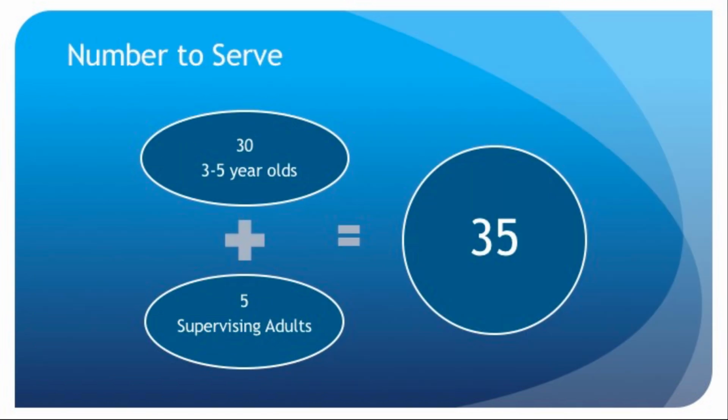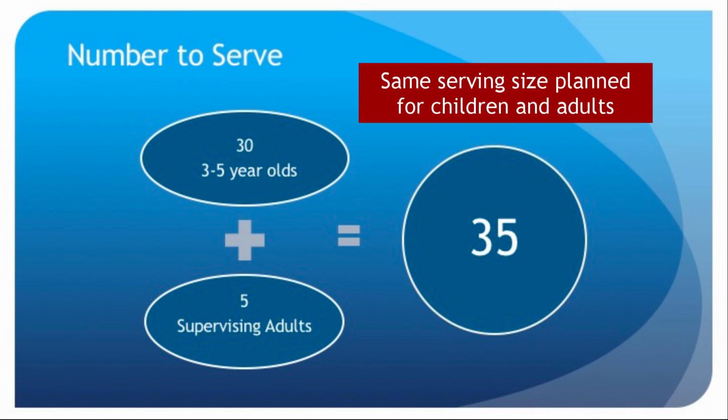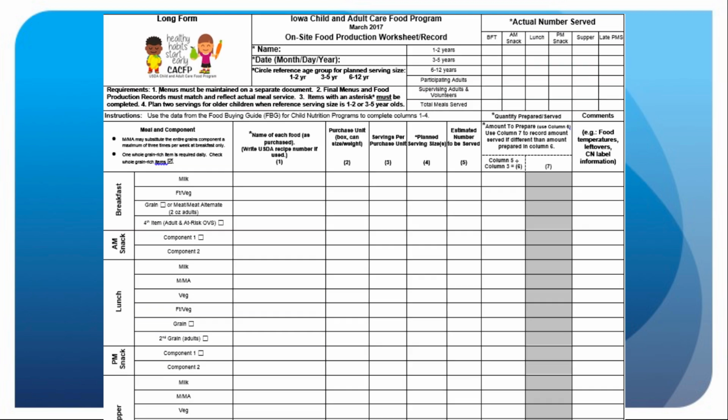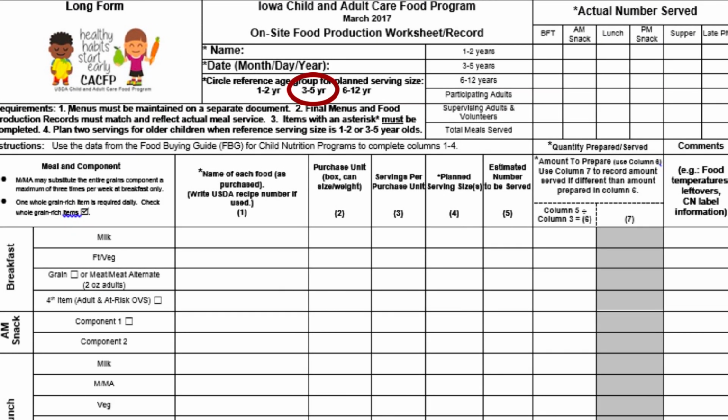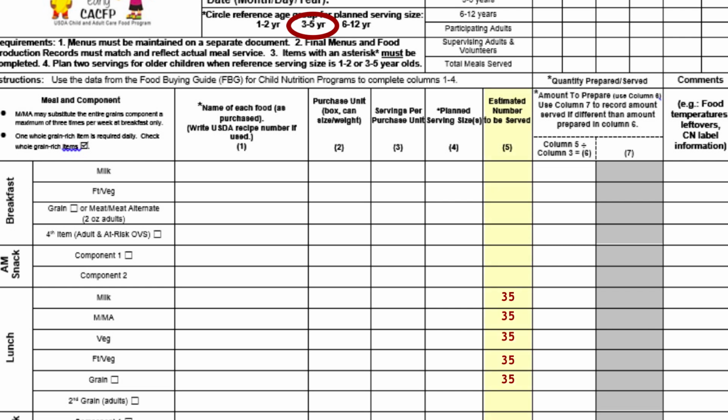The spaghetti sauce contributes toward the first vegetable component. 30 3 to 5-year-old children and 5 adults, for a total of 35 people, are expected to eat lunch. The same serving size is planned for both the children and adults. Circle 3 to 5 years as the reference age group at the top of the food production record and enter 35 in column 5 for the estimated number to be served for each menu item.